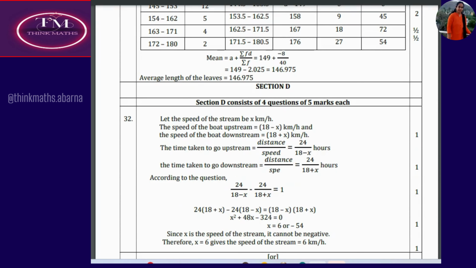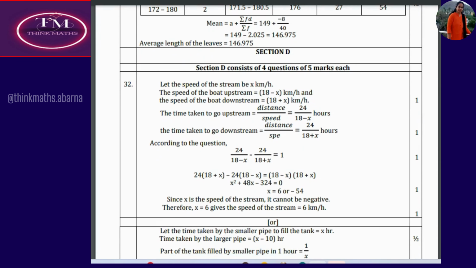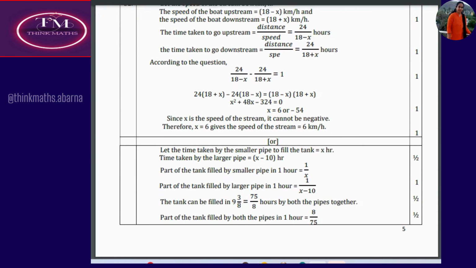Next one is section D. It has 5 marks. For framing these, 18 minus x and 18 plus x, you will get 1 mark. For time taken, you will get 1 mark. Then according to the question, you should frame the polynomial. You will get 1 mark for this. Next, if you find out the answer, you will get 1 mark. Totally 5 marks will be allotted according to the steps you are writing.